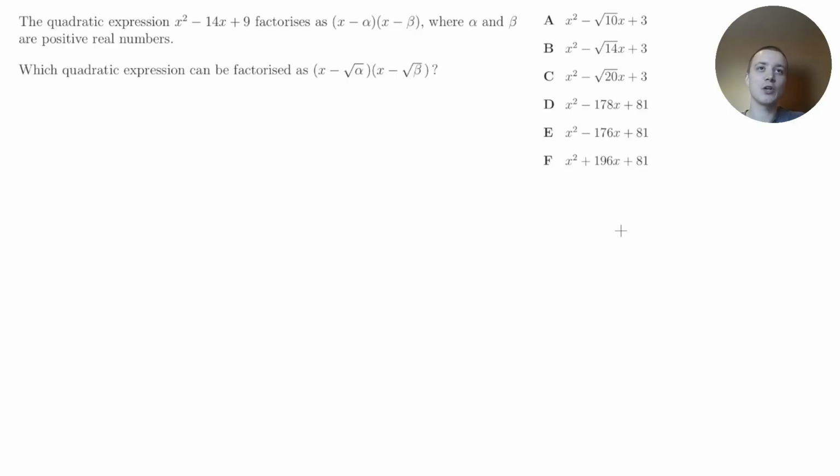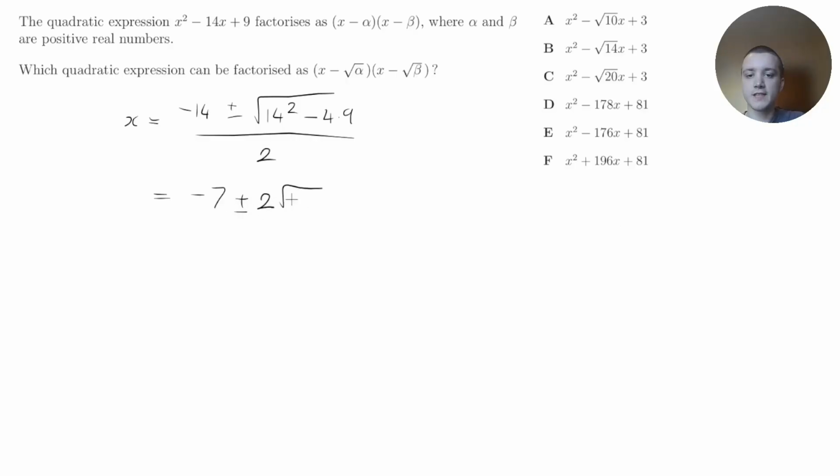So the first thing that a lot of students try is to actually find alpha and beta themselves. We can use the quadratic formula to find the roots. So we're going to get x equals minus 14 plus or minus the square root of 14 squared minus 4 times 9, all divided by 2. We're ending up with minus 7 plus or minus 2 root 10 after some calculation.